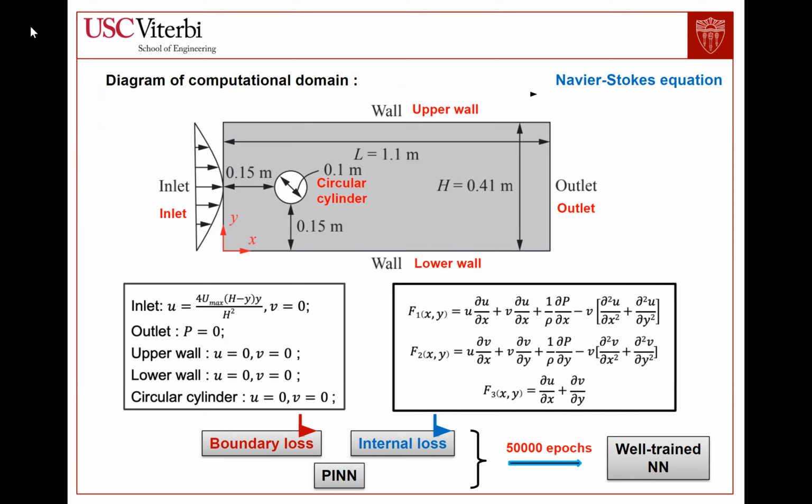In the middle, there's a circular cylinder, which also has a speed of 0 around it. The right boundary is the outlet boundary, which has a pressure of 0. We also define our internal loss according to the Navier-Stokes equation and choose to use 50,000 epochs to guarantee our PINNs are trained well. Next page, please.